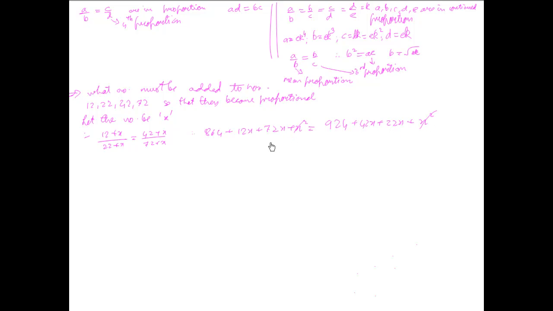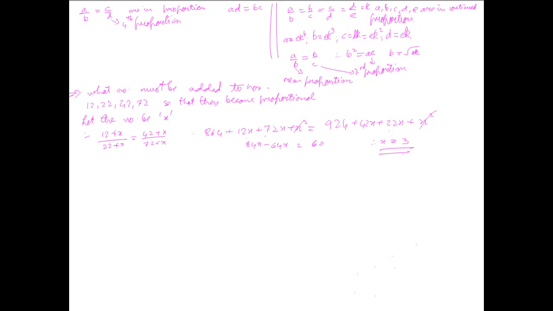x squared cancels, children. This gives us 84x and that gives us 64x. That's 20x remains, is equal to 924 minus 864. That's 60. So obviously, children, x comes out to be 3.